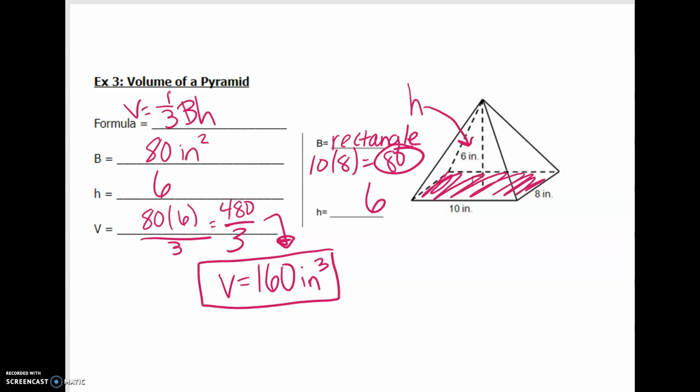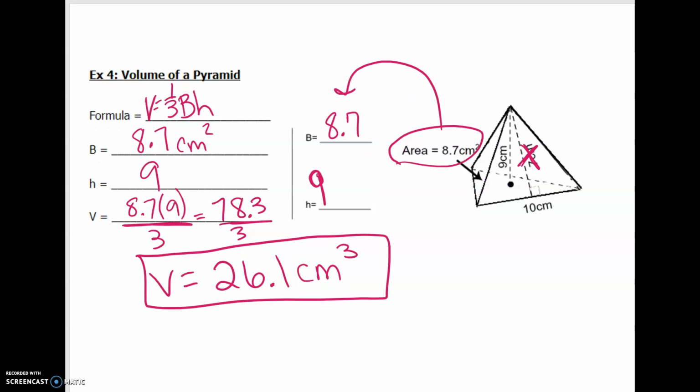Number 4, following your formula, on this one, your base is a triangle, but what's nice about this one is they already gave you the area of that triangle. It says area is 8.7 or 8 7/10 centimeters squared. So now you just plug that in for your big B and multiply it by the height of the pyramid. So hopefully you caught that 7 was actually slanted, and that's why I crossed it out, because there are no slants used for your height.